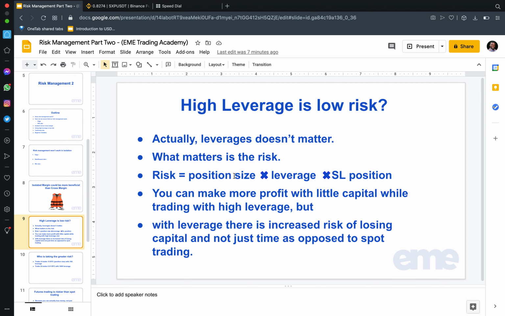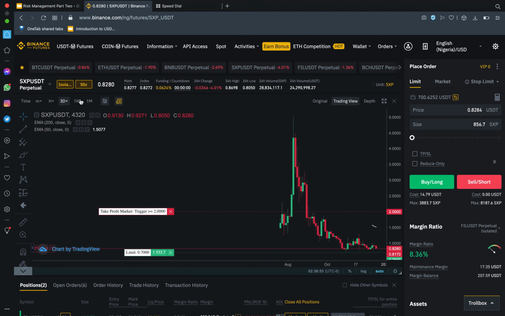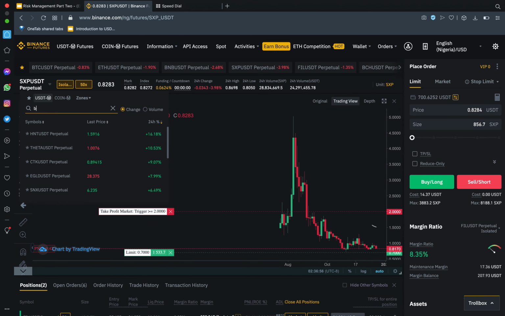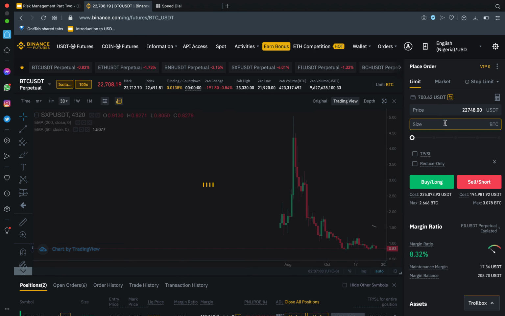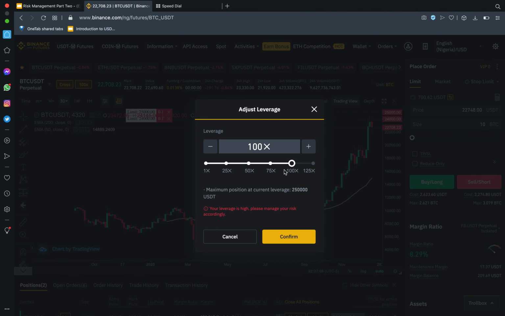To explain this, let's do a practical example. Now I want to ask a question: who is taking the greater risk? Trader A trades 10 bitcoins with 10x leverage, and trader B trades 0.01 bitcoin with 10x leverage. At the end of the day, if you calculate what trade, let's go back to the chart and do this practical. Now BTC, trader A wants to trade 10 bitcoins, and he wants to trade it with just 10x leverage.